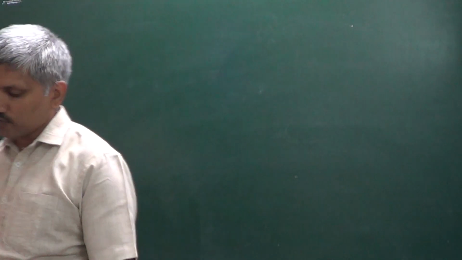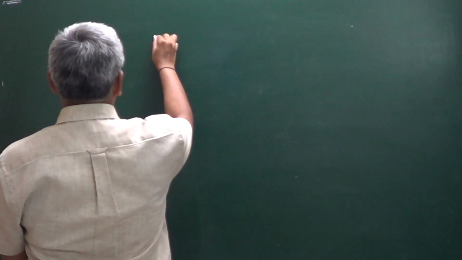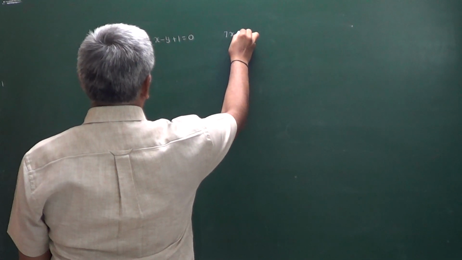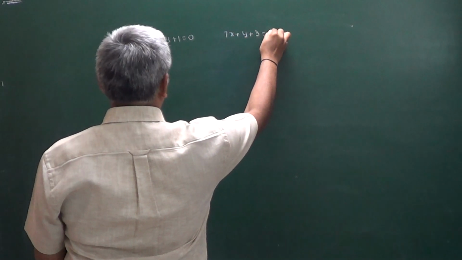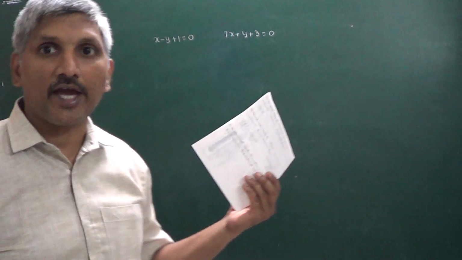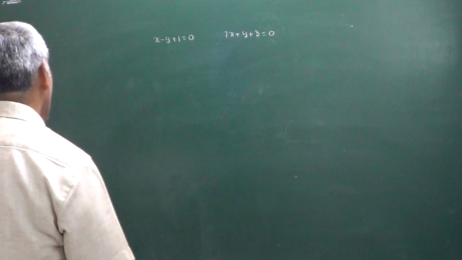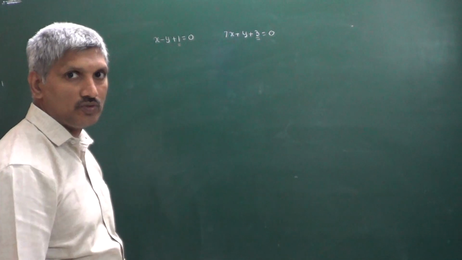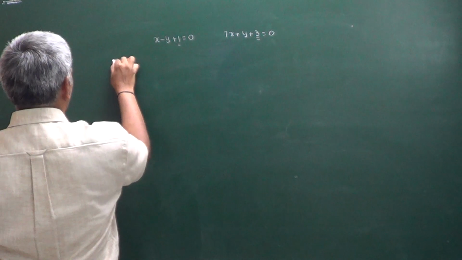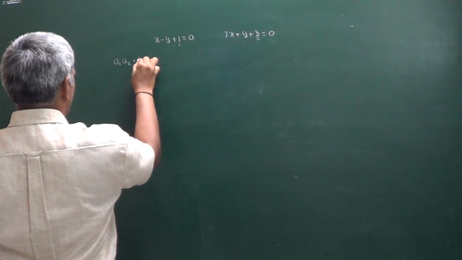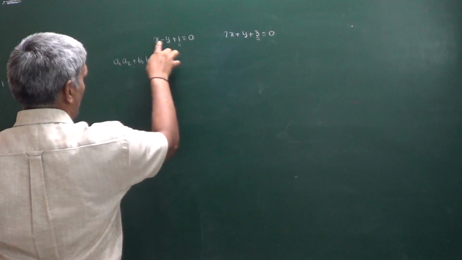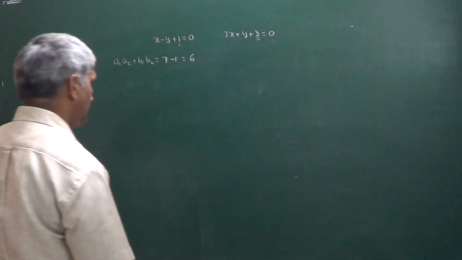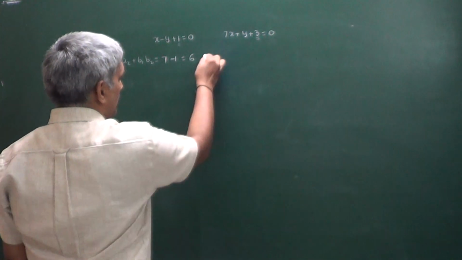Let's have a discussion of one question here. The question is given in this way: x minus y plus 1 equals 0 and 7x plus y plus 3 equals 0. He is asking to find the acute angle bisector. Observe here. First of all, check C1, C2: both are positive. Now find A1A2 plus B1B2. That is 7 minus 1, equal to 6, which is greater than 0.